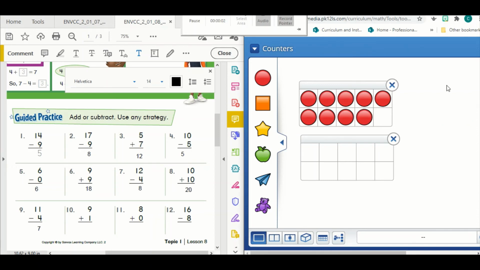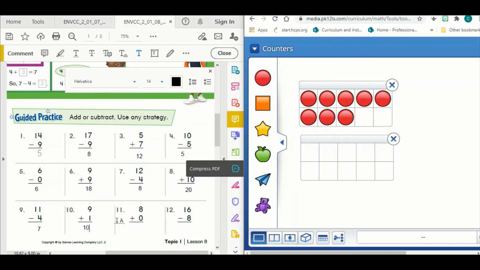Number 10, 9 plus 1. Well, 9 is already here, and I add 1, and I get 10. That one was pretty easy. Number 11 is 8 plus 0. Well, here's 8. If I don't add anything to it, I get 8.